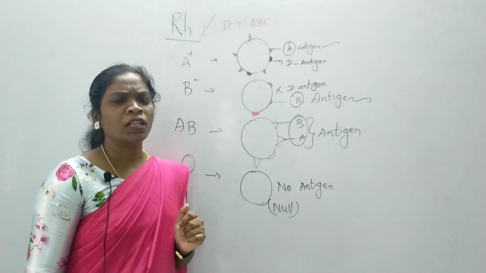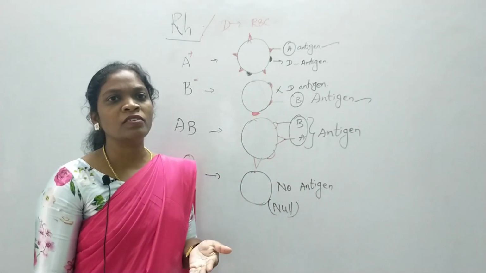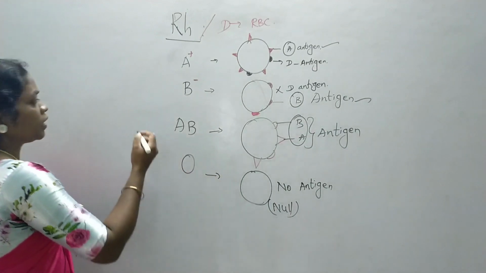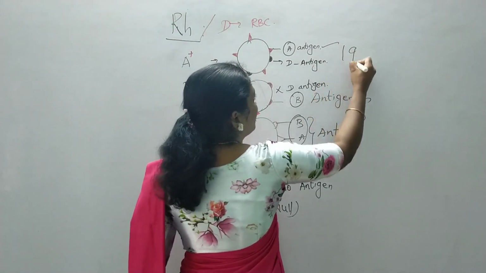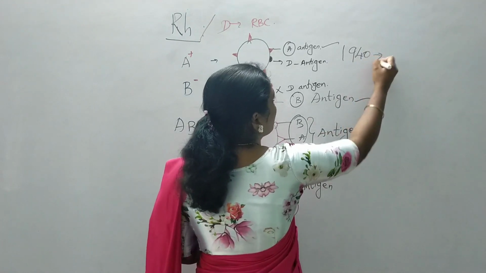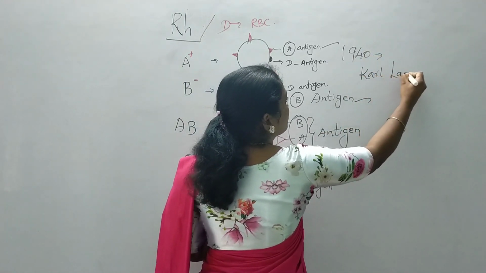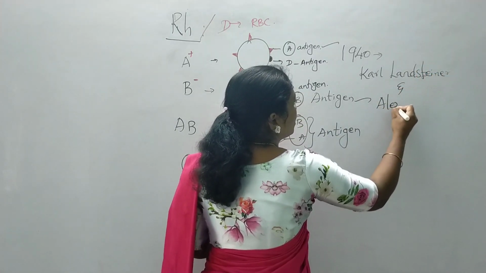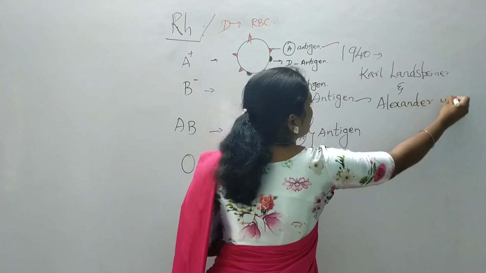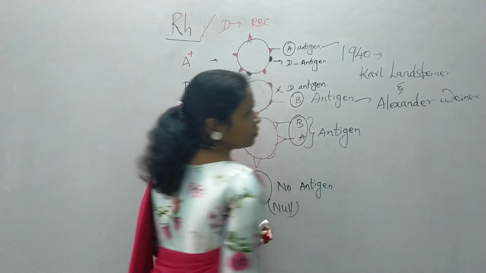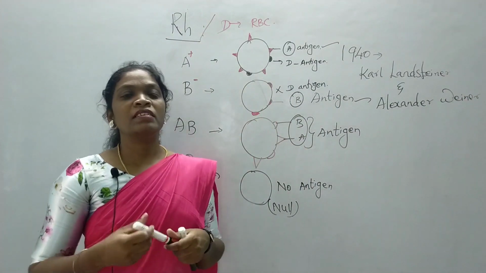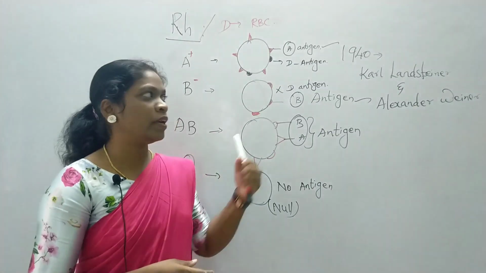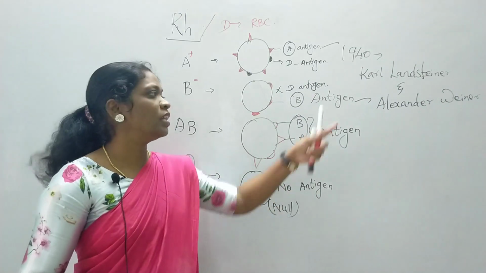Okay, so the existence of one more antigen in the human population was identified in the year 1940 by Karl Landsteiner and Alexander Wiener. They discovered the presence of one more antigen which determines the positive and negative blood groups in human beings.